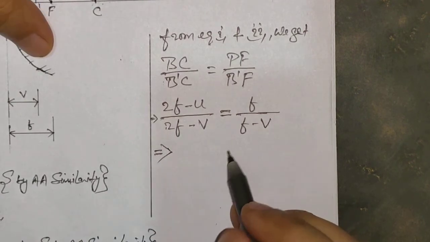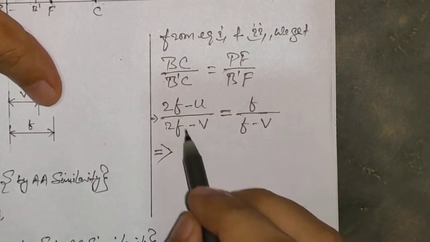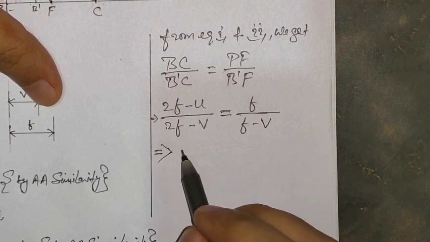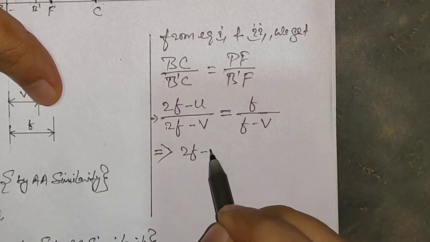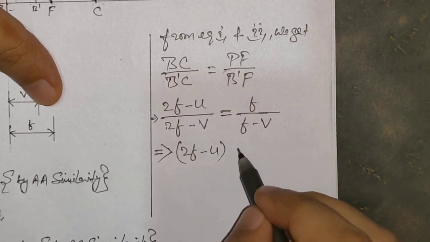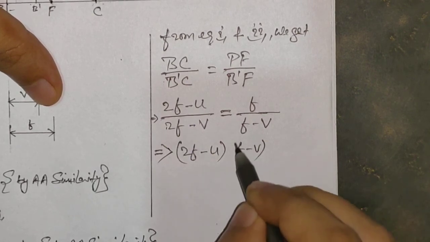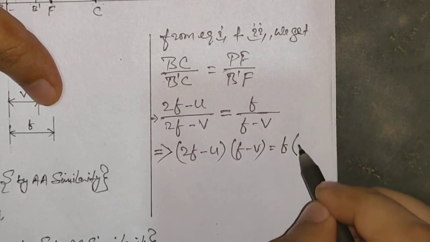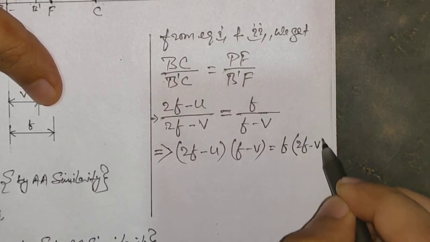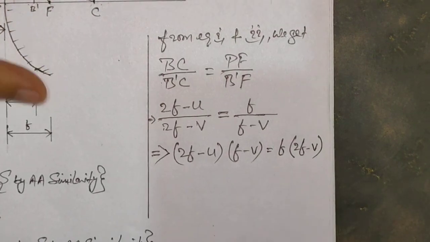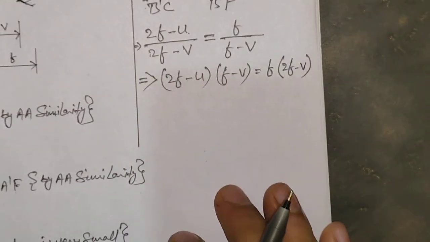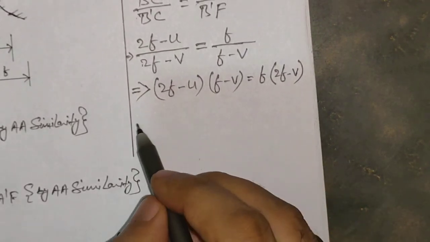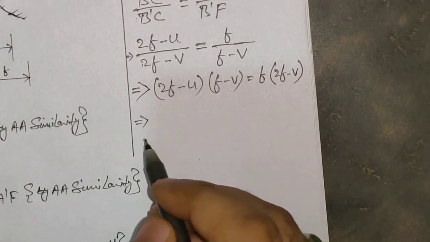So let us do the cross multiplication. So (2f - u) multiplied by (f - v) is equal to f multiplied by (2f - v). I'm writing one more step for you so that it should be understandable by everyone. I hope you will understand this. This is a very simple thing, not a very big deal. Now let us multiply it and try to get our result.